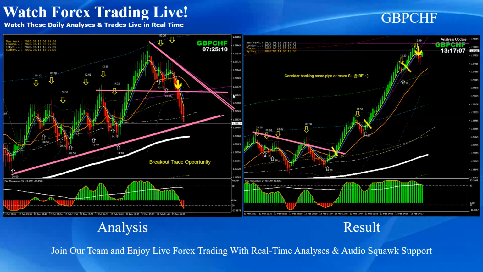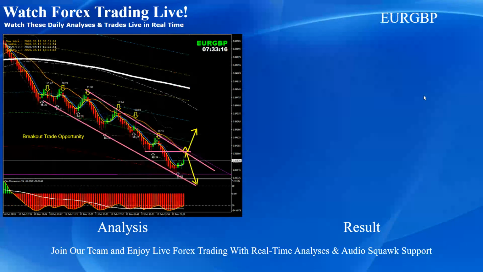As mentioned on the analysis, we were expecting a breakout. As you can see, the price nicely broke this triangle pattern, and we announced the rest of the trades through live audio commentary. Beautiful breakout and pullback long trade on pound Swiss franc, and price literally hit the final target, which is the overbought fib channel.